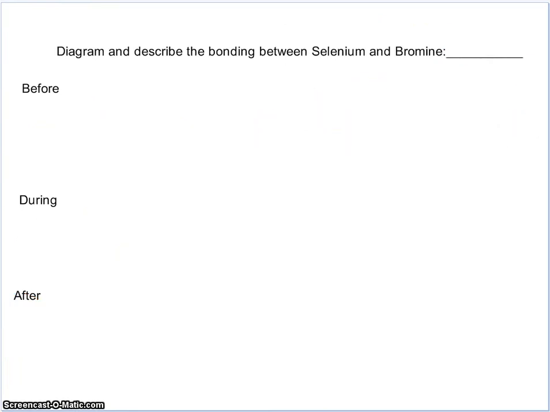Okay, so now let's look at selenium and bromine. Selenium is Se and bromine is Br. So selenium, I look it up and it's got 6 valence electrons: 1, 2, 3, 4, 5, 6. It's a nonmetal. Bromine has 7. These are going to form a covalent bond. And actually, I can already tell that I'm going to need another bromine, so I'm just going to draw it in here. How do I know I'm going to need another bromine? Because it's going to form one here and one here. I can already kind of see it happening.